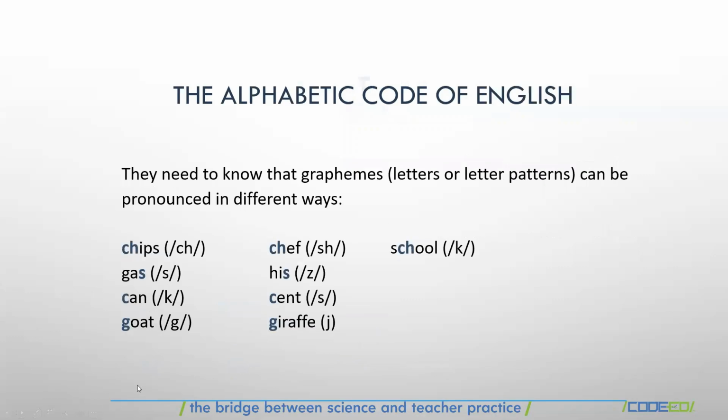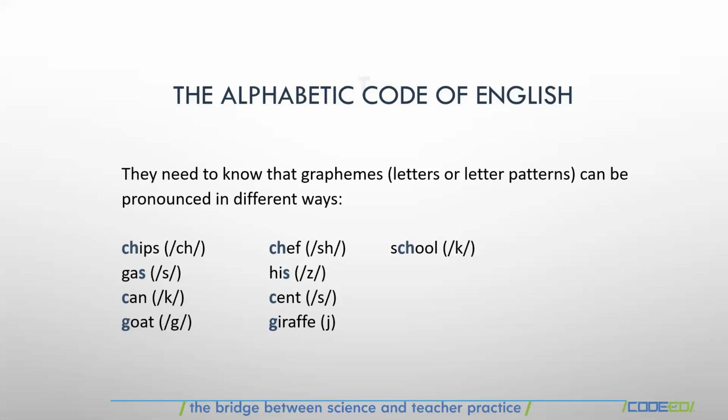They also need to know that when you pronounce letters or patterns, the graphemes, they can be pronounced in different ways. For example, if you see CH, it could be a ch in chips, it could be a sh in chef, it could be a k in school. The letter S is not just a S as it is in gas. It's often a Z as in his and was and as. The letter C can be a K in can and a S in scent, and the letter G can be a G in goat and a J in giraffe.